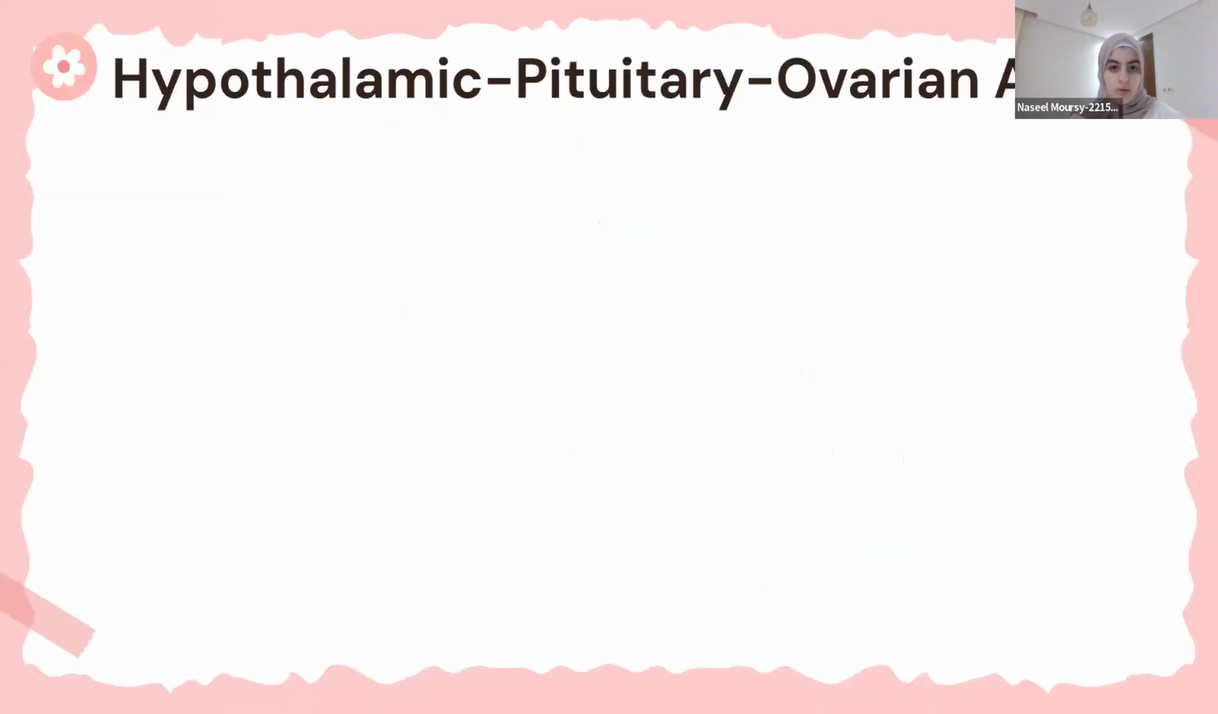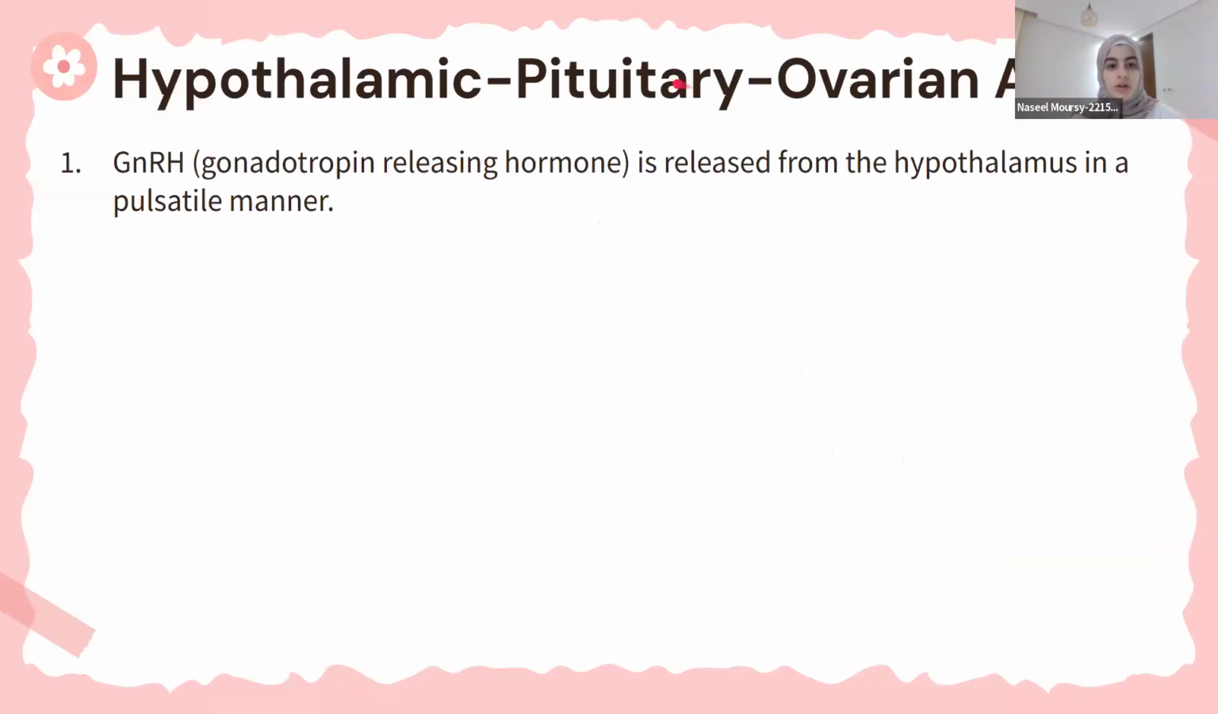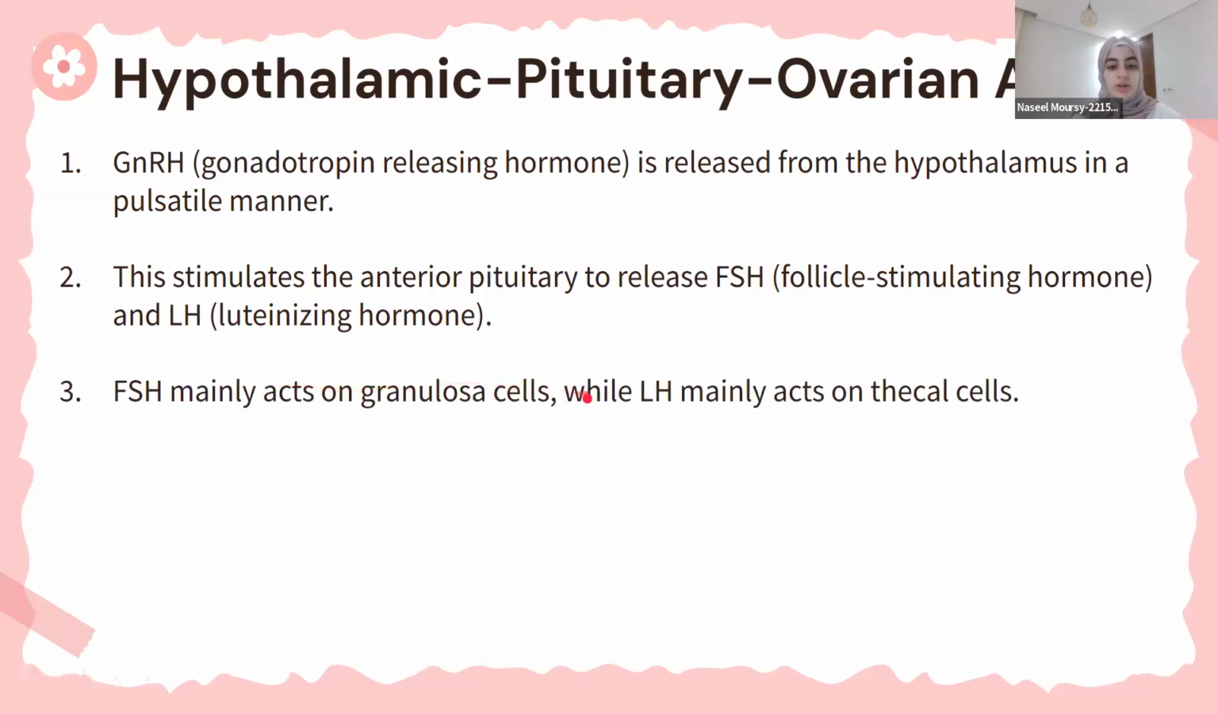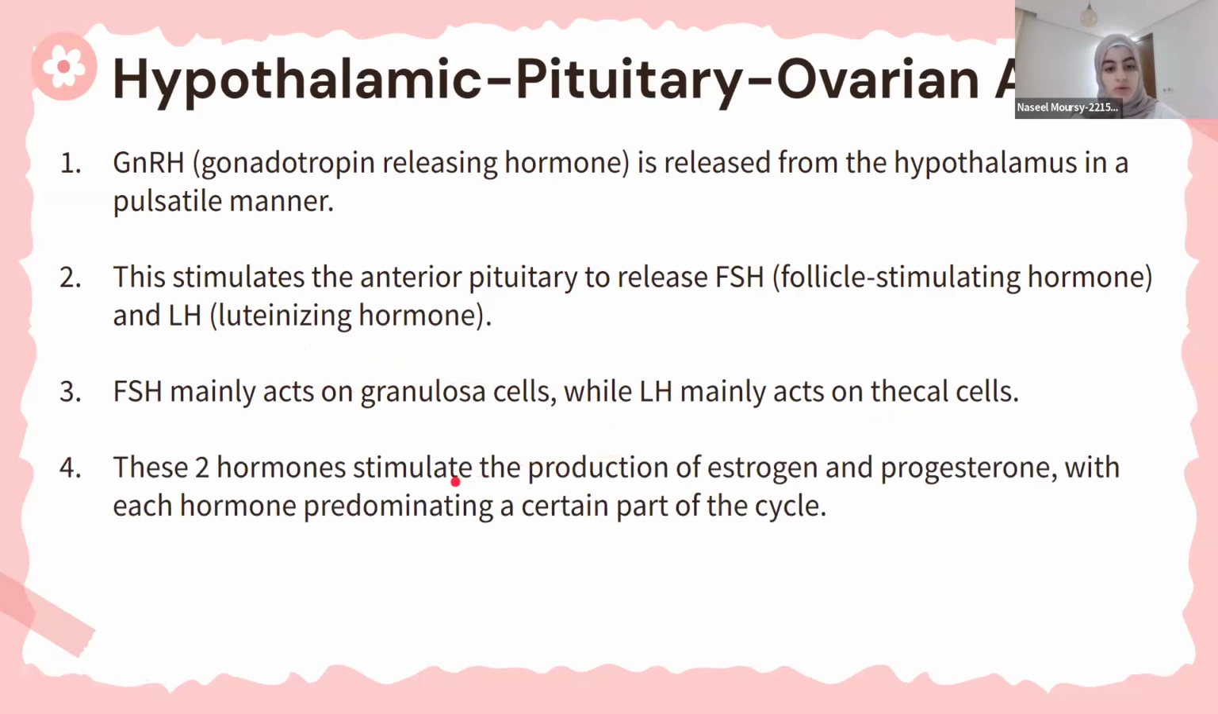All right. So this is the hypothalamic pituitary ovarian axis, HPO. GnRH, gonadotropin releasing hormone, is released from the hypothalamus in a pulsatile manner. This stimulates the anterior pituitary to release FSH, follicle-stimulating hormone, and LH, which stands for luteinizing hormone. Now, FSH mainly acts on the granulosa cells, while LH mainly acts on the thecal cells. These two hormones then stimulate the production of estrogen and progesterone, and each hormone predominates at certain parts of the cycle. Estrogen is in the follicular phase, and progesterone is in the luteal phase.